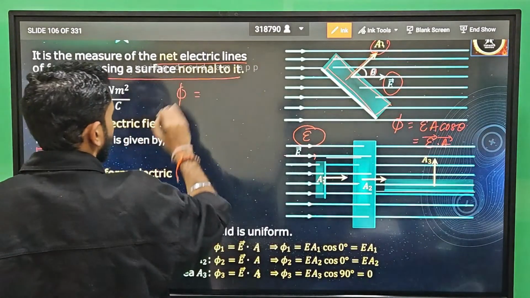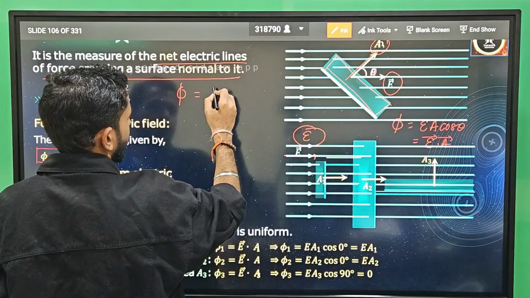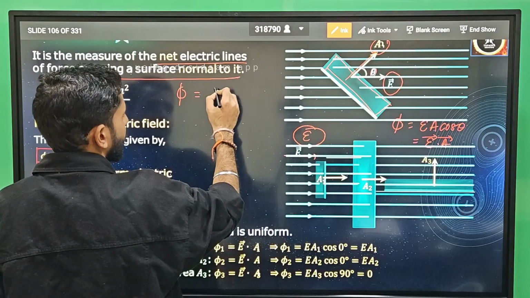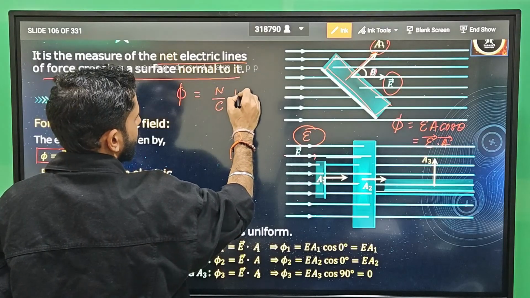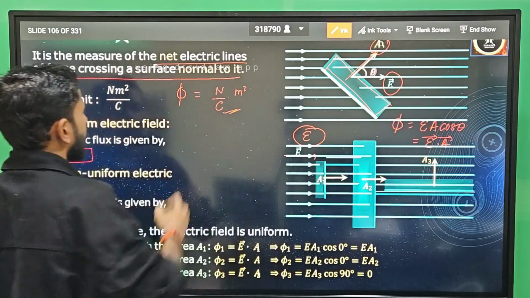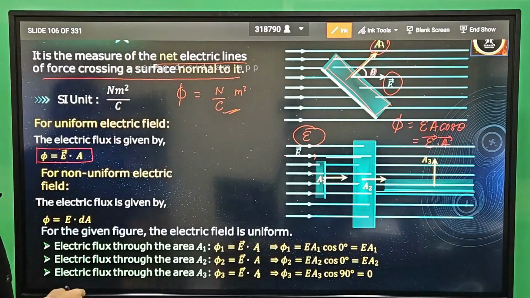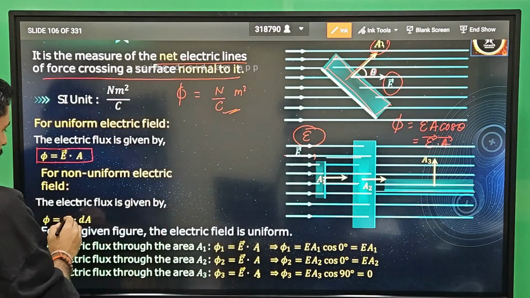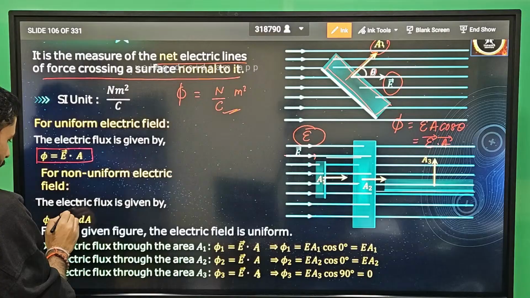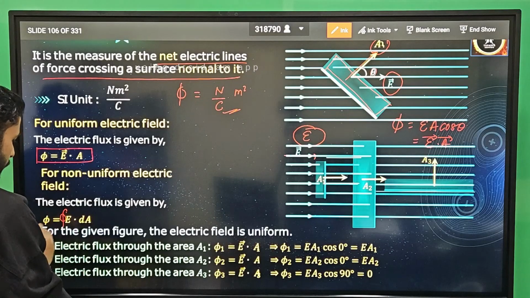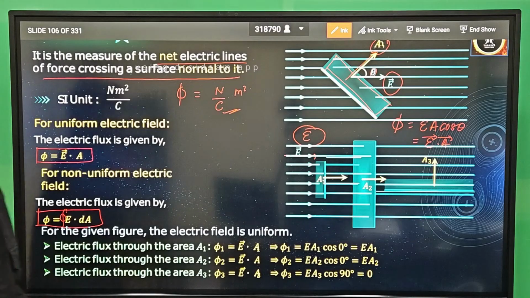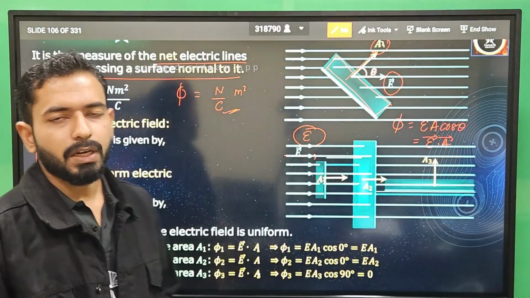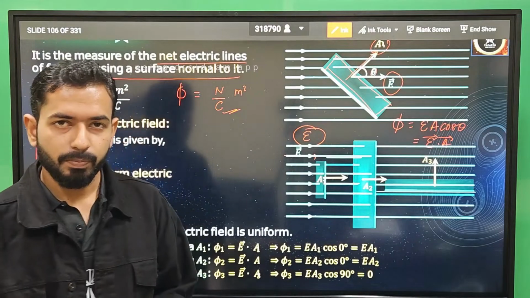If I ask you about the unit, how will you write it? You will write firstly the unit of electric field. What is the unit of electric field? Newton per coulomb, into area. Area is what? Meter square. So this will be the unit that you can write. For a non-uniform electric field, how do you write flux? There will be an integration of E dot dA, which we also call a surface integration. But as of now, just understand that the integration of E dot dA will give you the flux for non-uniform fields.